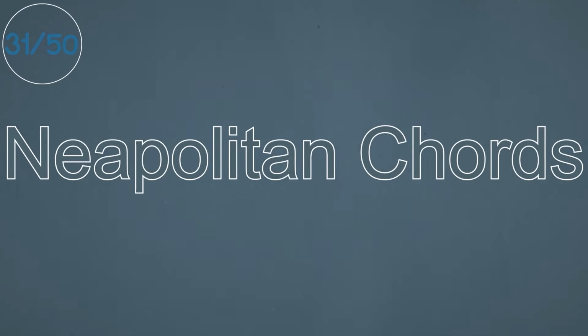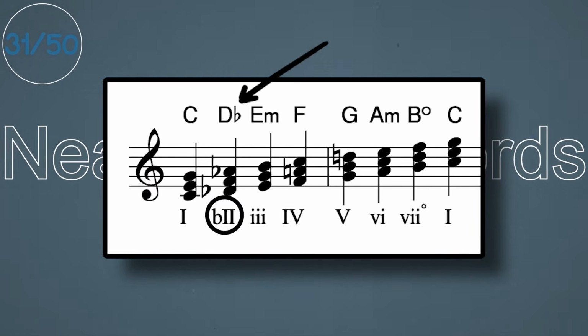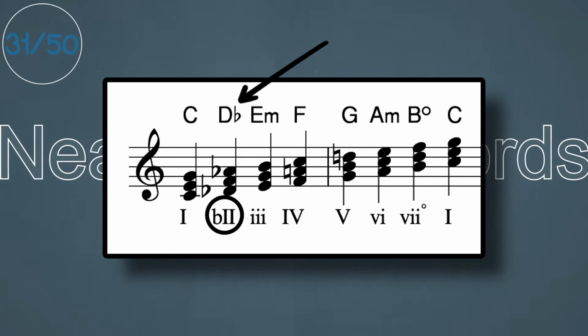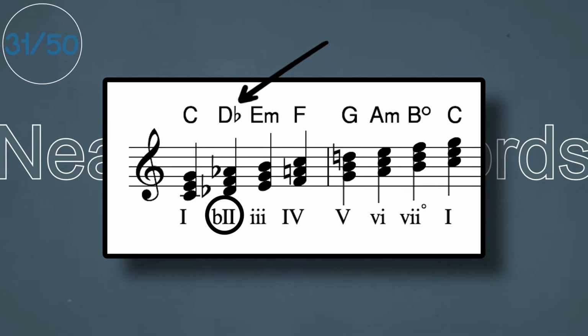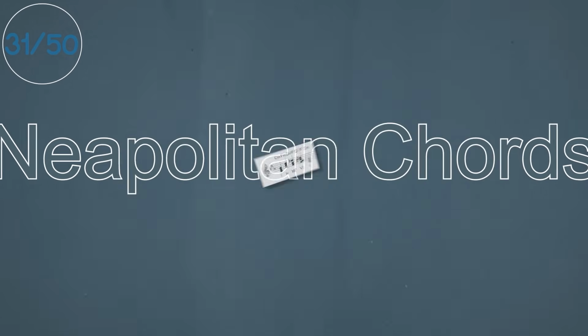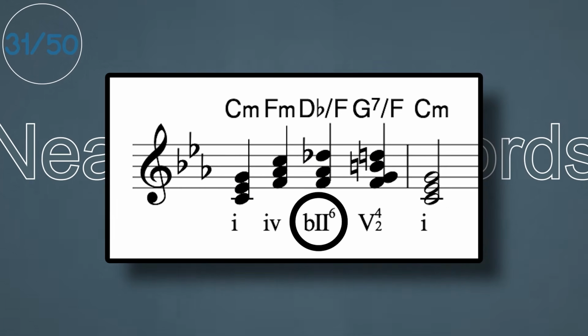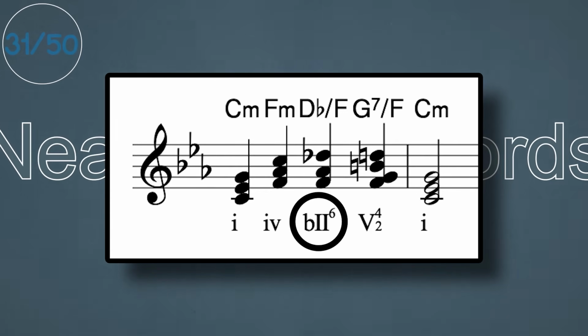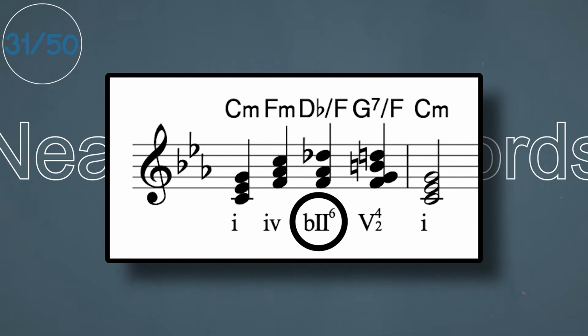Neapolitan chords. A Neapolitan chord is a major chord that is based on the flat 2 scale degree of the major or minor scale. In the key of C, the flat 2 scale degree is D flat, so it would be a D flat major chord. This chord is almost always seen in first inversion and usually resolves to a 5 chord, or another chord with dominant function, making it a subdominant chord.